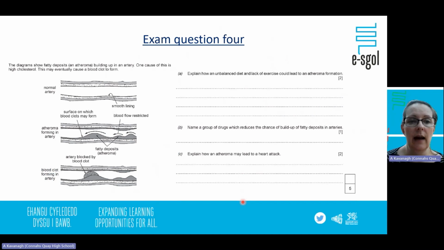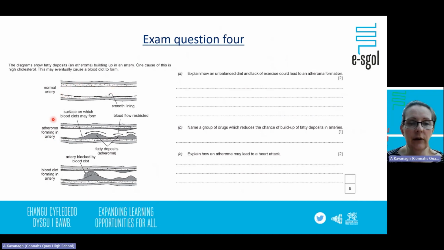And then looking at question 4. So what we've got here is a series of diagrams looking at how an atheroma builds up. Here it's telling us that one of the causes of this is high cholesterol that may cause a blood clot to form. In the first diagram, we've got a normal artery, and we can see that blood would flow uninterrupted. There is no issue here. It's very smooth inside the artery, thick walls, no issue at all.